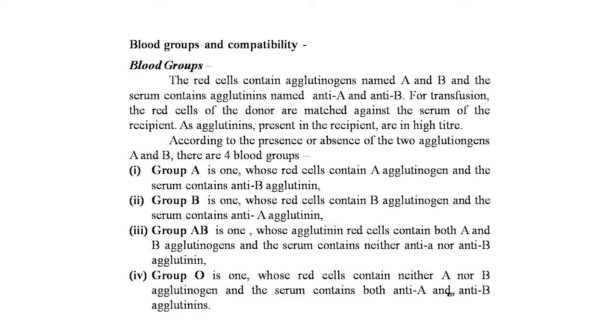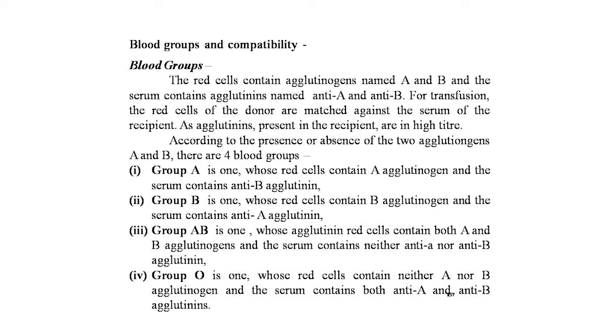Blood groups: the red cells contain agglutinogens named A and B, and the serum contains agglutinins named anti-A and anti-B. For transfusion, the red cells of the donor are matched against the serum of the recipient, as the agglutinins present in the recipient are in high titer.